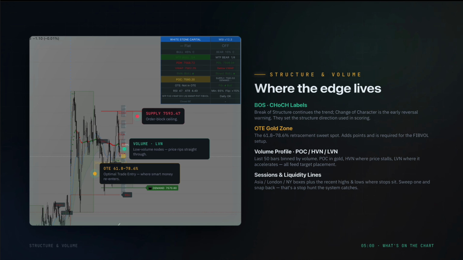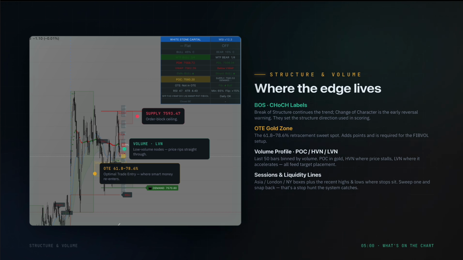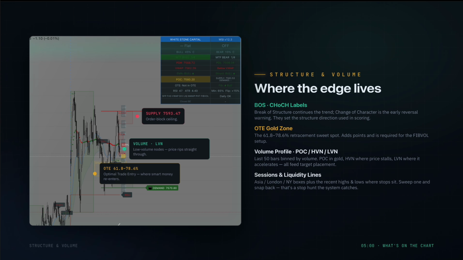The gold box is the OTE zone, the optimal trade entry sweet spot between the 61.8 and 78.6% retracement. On the right edge, the volume profile: the highest volume level is the point of control in gold. High volume nodes where price stalls, low volume nodes where it rips through, plus the session boxes for Asia, London, and New York. And the dash liquidity lines are where the stops are sitting.